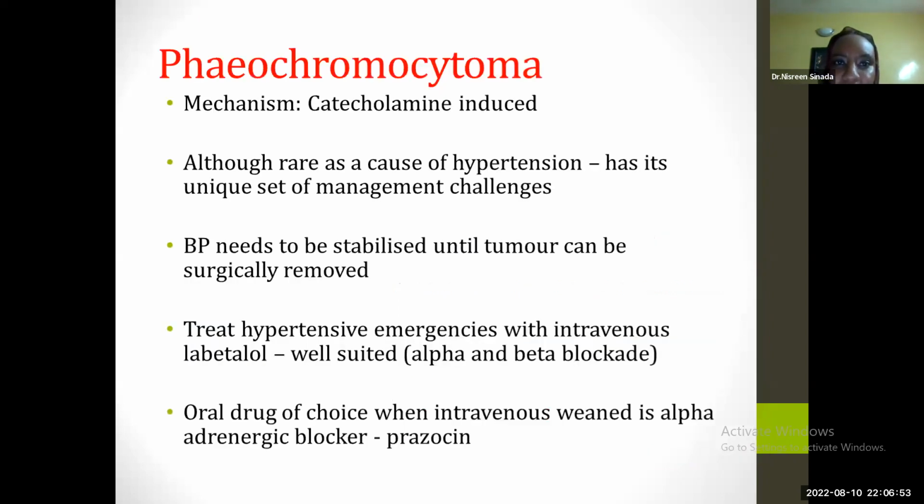A few words about pheochromocytoma. The mechanism of hypertension is catecholamine-induced. Although it is a rare cause of hypertension, it has its unique set of management challenges. Blood pressure needs to be stabilized until the tumor can be surgically removed. Treat hypertensive emergency with intravenous labetalol. It is well suited to pheochromocytoma because it is an alpha and beta blocker. The oral drug of choice after you wean the intravenous is an alpha adrenergic blocker like prazosin.